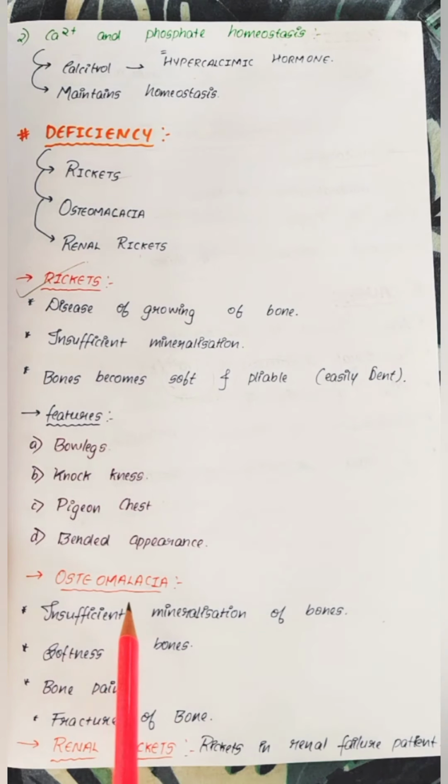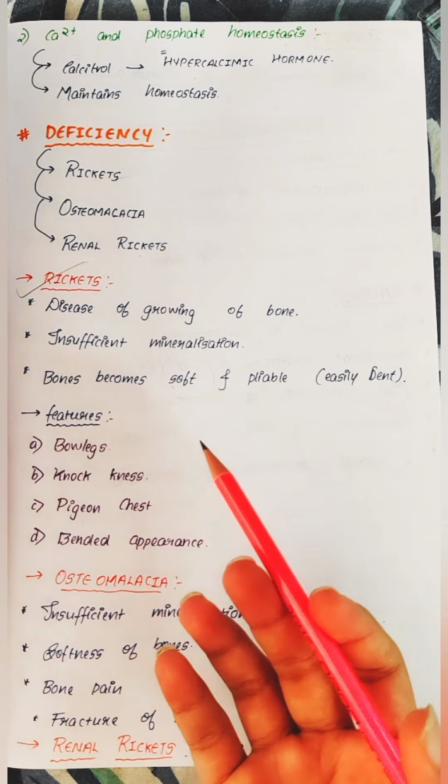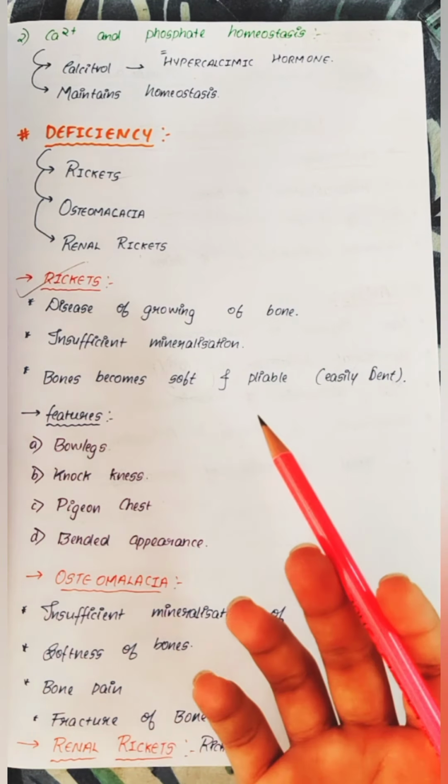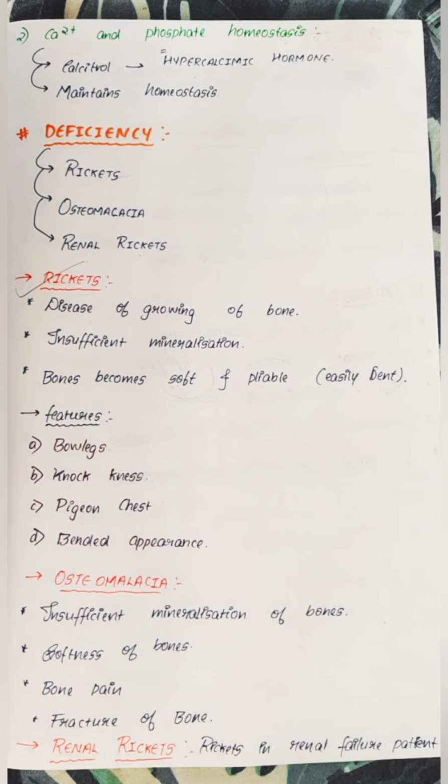Next comes osteomalacia. Here you can see there is insufficient mineralization of the bones. Same as rickets, there will be softening of the bone. As there is a gradual decrease in calcium concentration, there will be softness of the bones. There will be bone pain, and there will be chances of fracture. The third one is renal rickets. In renal rickets, you can see that there is kidney failure in these patients.